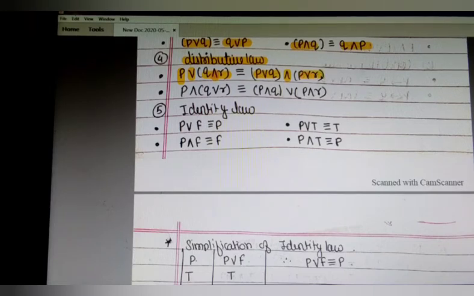Next, like P and (Q or R), the distribution is made: (P and Q) or (P and R). This symbol comes in the middle. The P is multiplied to both.